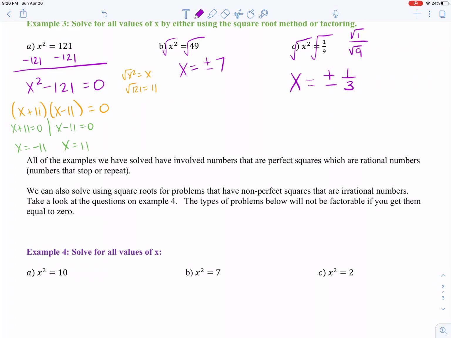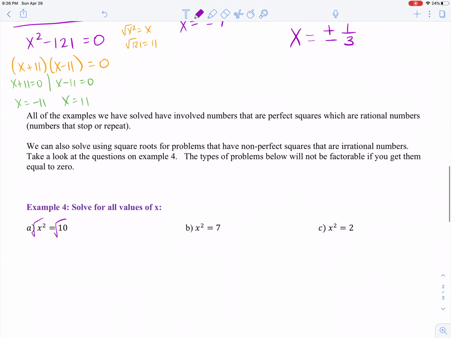So this is what it'll look like. For A, I'll take the square root of both sides just like all the others, and for x, I will still get a positive and a negative solution, but I can't get the square root of 10. If I put it in the calculator, I will get a non-repeating, non-terminating decimal. So I'm just going to keep it square root of 10. Done.